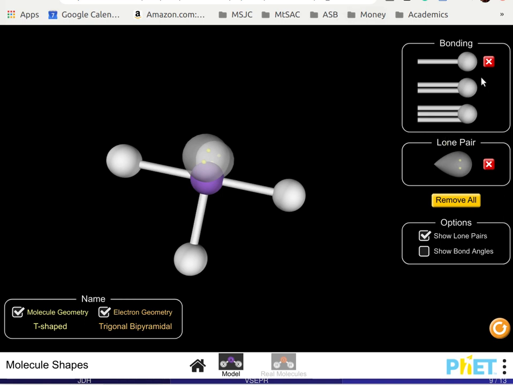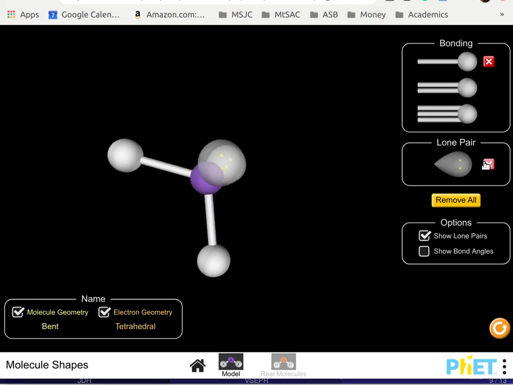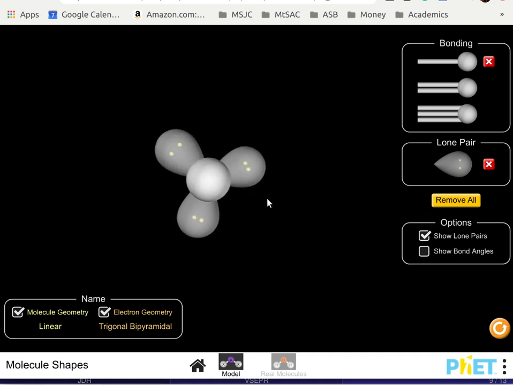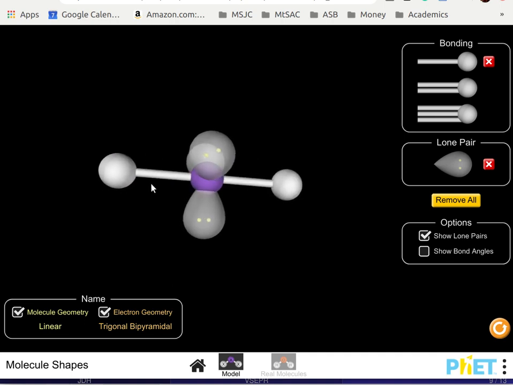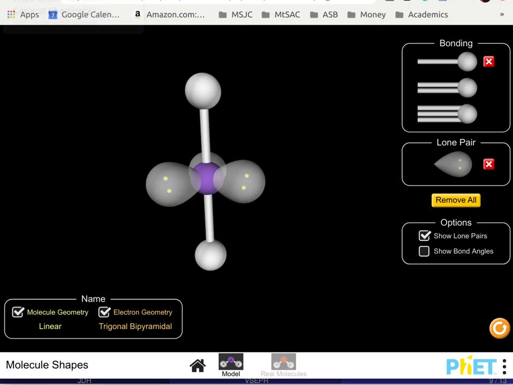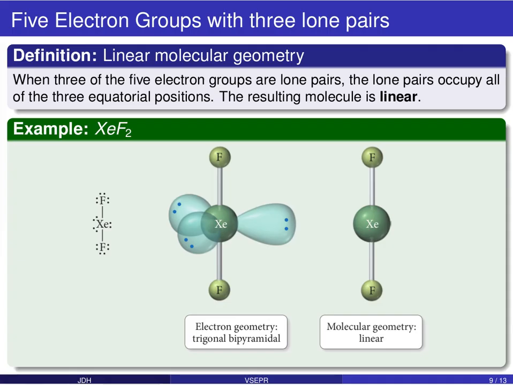Now, if you carry out this process one last time, switch out that final, third bonding group with a lone pair, and we end up with a structure that looks like this, which of course is a linear molecular geometry with all 3 of those electron groups occupying equatorial positions. An example here is the XeF2 molecule that we built in a previous lecture in the Lewis structure, illustrated right here, and the corresponding electron and molecular geometry.